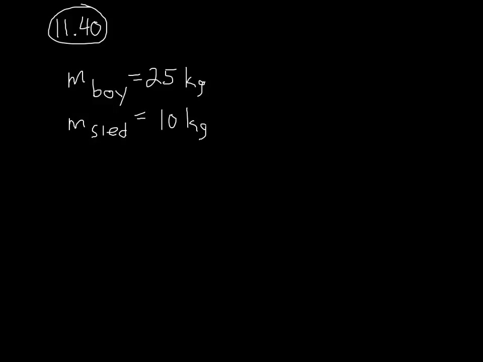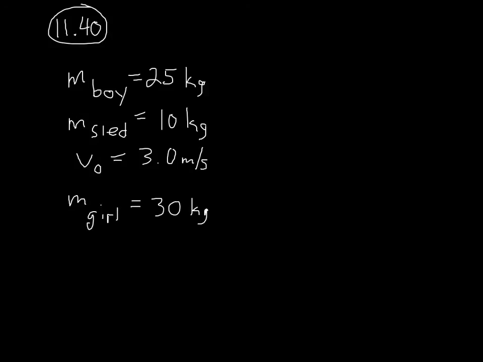And they're coasting along at some initial velocity. The velocity of the boy plus the sled is equal to 3 meters per second. And then the little girl is 30 kilograms. The mass of the sister is equal to 30 kilograms. Okay, so we've written down everything we learned in that first sentence.